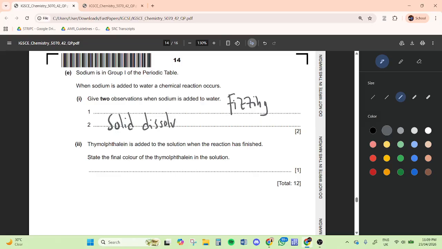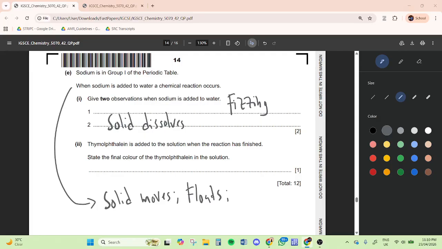Now, if you go on YouTube and look up a video of sodium being added to water, you can also add that the solid moves, because you'll see the sodium skating around the surface of the water. If you mention that, you're also going to get a mark. If you write that it's floating, you're going to get a mark. If you write that it's melting, you're also going to get a mark. So there's a lot of things you can do, but these are the ground rules.